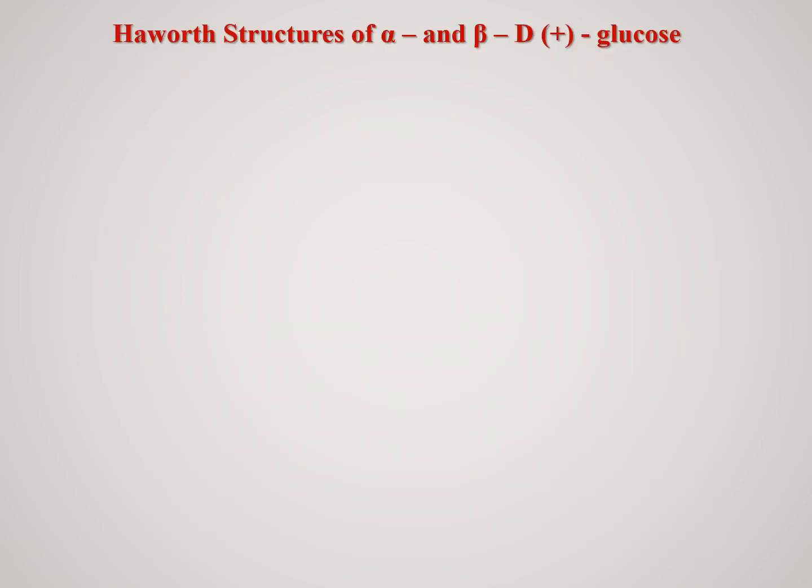Let us now understand in a more simpler manner the Haworth structure of alpha and beta D glucose. Now children, mind you, the Haworth structure given by the scientist Haworth is only seen for the cyclic structure of glucose, that is the alpha and the beta form. It is not seen for the open chain structure of glucose.